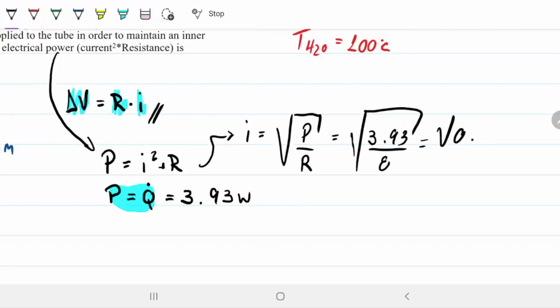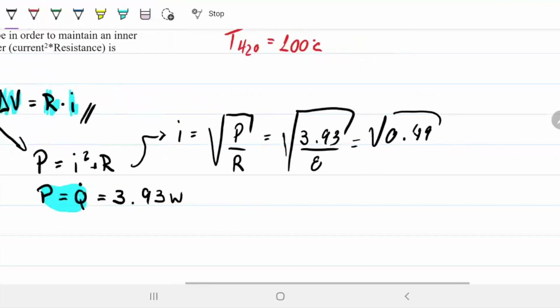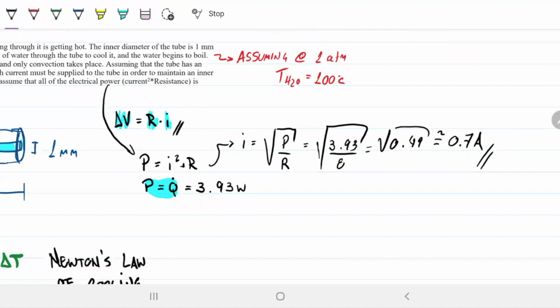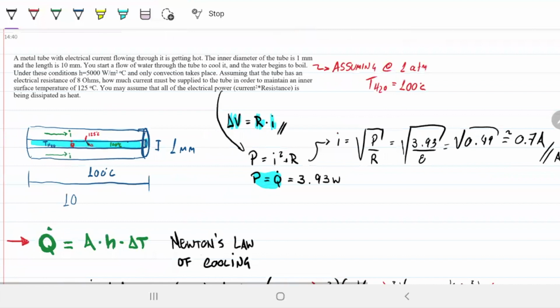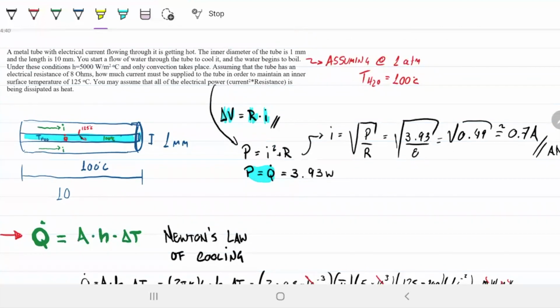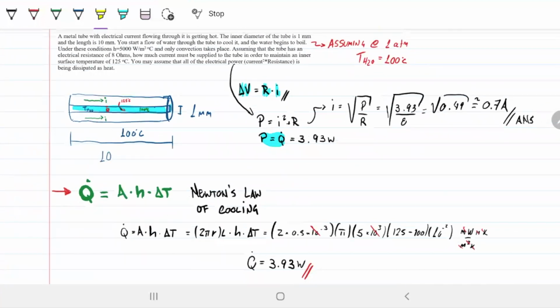This turns out to be 0.49, which means the current is approximately 0.7 amps. So we need 0.7 amps of current so that this whole system reaches a steady state in which all the energy being converted into heat due to the current is being dissipated through convection into our boiling water. Any questions?